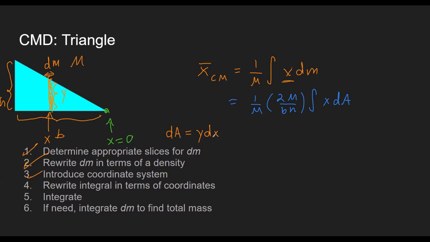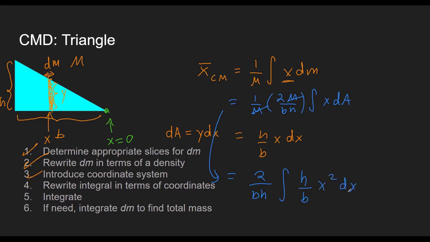But notice that the hypotenuse of this triangle is a straight line. And therefore, we can say that y as a function of x is y equals h over b times x. And so with that, we can say that dA is equal to h over b x dx. And so now let's rewrite our integral. What we get is 1 over m, well, our m's cancel out. So we have 2 over bh times integral h over b x squared dx.